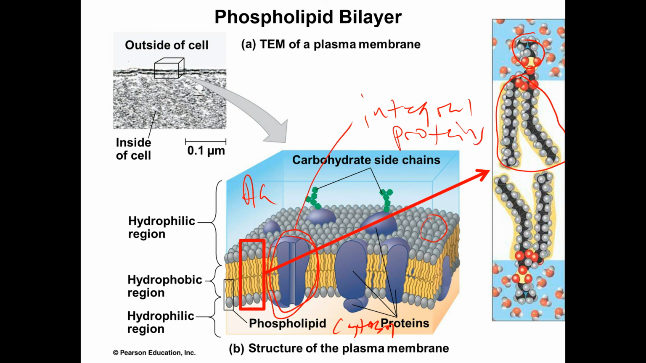But it's important to note that the plasma membrane doesn't consist purely of just phospholipids. You have phospholipids, you have proteins, you have other types of lipids that make up this phospholipid bilayer. You'll notice that some of your proteins actually have sugar residues attached to them. These are what we refer to as glycoproteins, glyco implying sugar, and proteins.